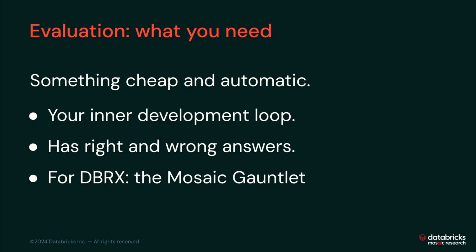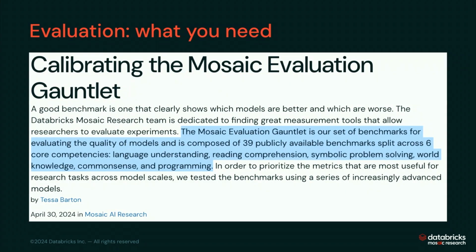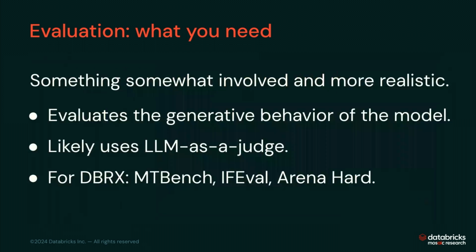These aren't going to test your model on actual generative tasks or anything subjective, but they are going to give you a sense for whether you're moving in the right direction, and your model is getting better in certain categories. We do have the Mosaic Gauntlet for this. It's a collection of now 39 public benchmarks split across 6 categories. This is a blog post we put out a month or two ago on updating this. We've done a really painstaking job trying to remove benchmarks that don't have signal or that are completely saturated, because they're not very useful.